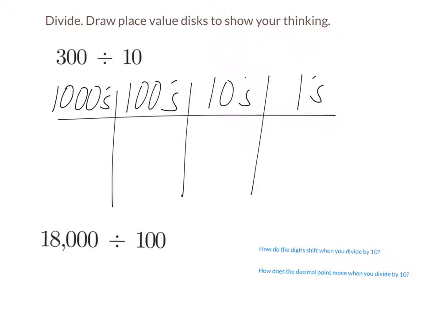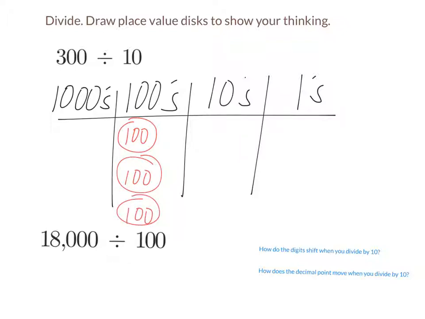Now that we have our place value chart, if I have 300, how many discs do I need to draw in the ones column? 0. How many discs do I need to draw in the tens column? 0. How many discs do I need to draw in the hundreds column? 3. Okay, so let me draw my 3. So here's a 100 disc, here's a 100 disc, and here's a 100 disc.